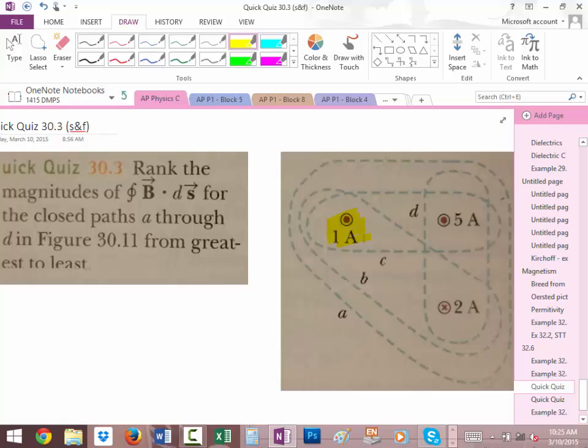There's a current carrying wire that's carrying a 1 amp current out, right here. A 5 amp current coming out of the page, right here, and a 2 amp current that's going into the page down there. Okay? There are some dotted lines here, like one right here. Is this easier to see for you? Yeah. Okay? This is loop C. Can you see the others okay?